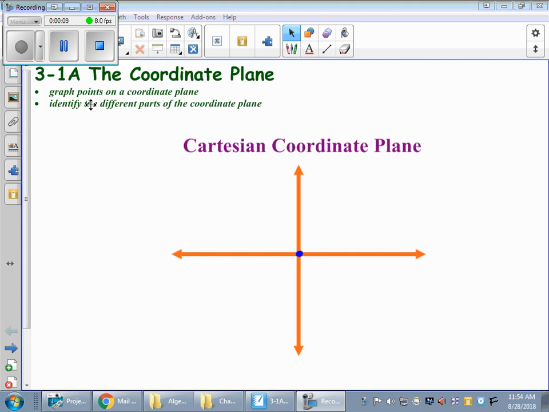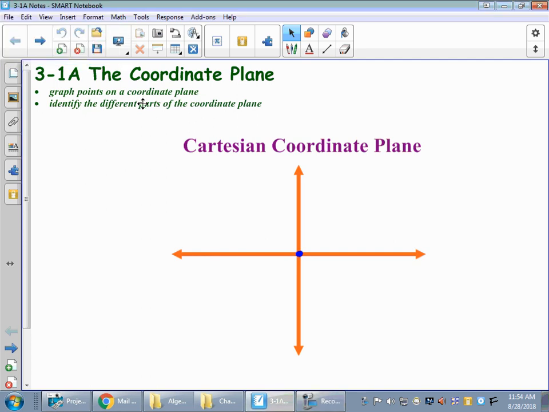Okay, we are getting started in chapter 3 here, and we're going to talk about the coordinate plane. Section 3.1 has a lot to it, so we're going to split it into, I think, 3 different sections. So 3.1a, B, and C.